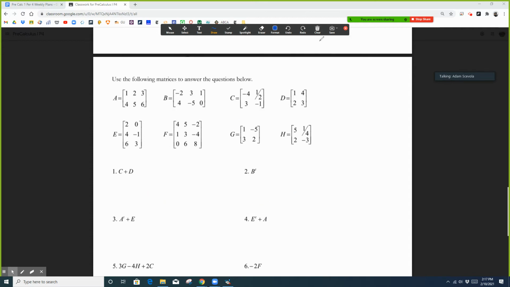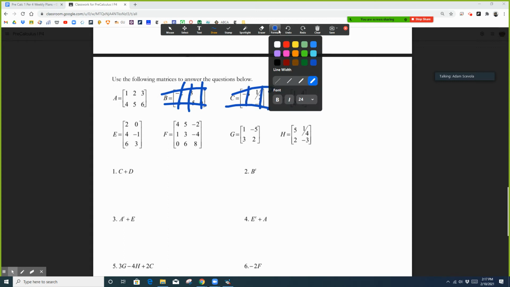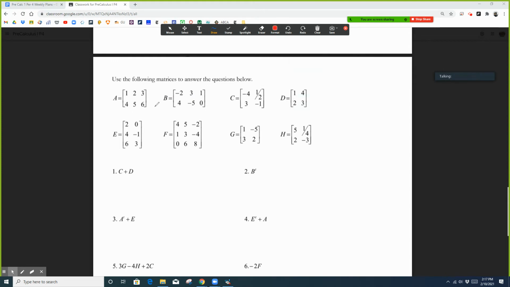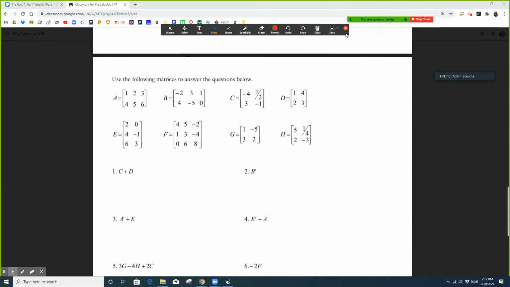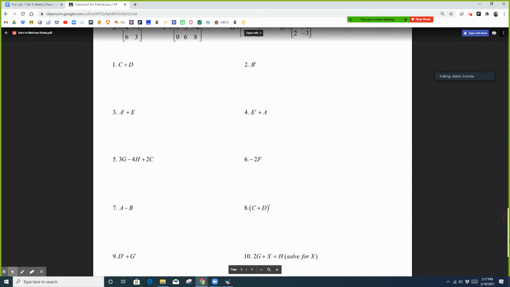Does that make sense? These both have 2 rows, but since this has 3 columns and this has 2 columns, you can't add them. It has to be the same rows and the same columns. So for this one, this has 3 rows and 2 columns. You wouldn't be able to add it to any of these because none of these are 3 by 2s. They're all 2 by 2s, 3 by 3s, or 2 by 3s. So you can only add and subtract matrices that have the same exact dimensions.